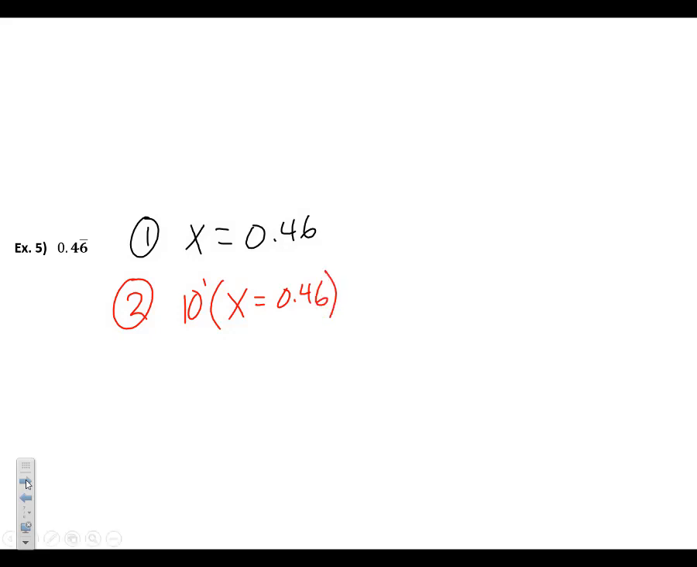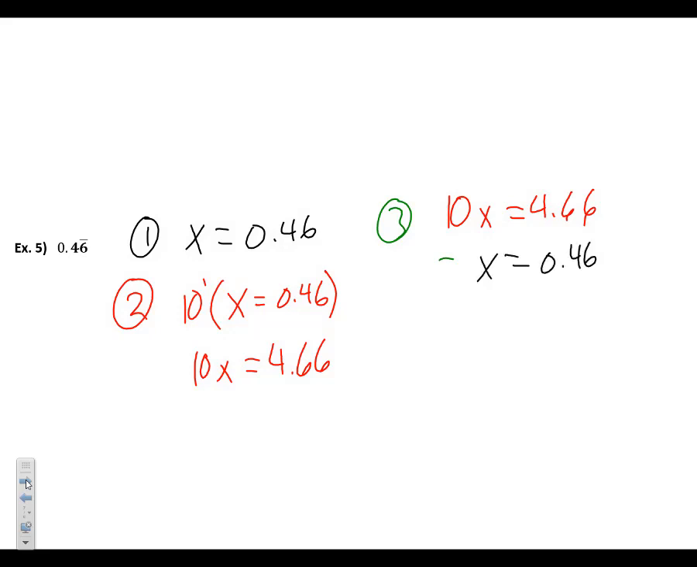So now we get 10x equals 4.66. We're just going to keep that repeating decimal 2 places because we're going to have to subtract 2 places. So in step 3, we're going to take our new equation, 10x equals 4.66, and we're going to subtract that original one, x equals 0.46. Well, 10 minus 1 is 9x, and 4.66 minus 0.66 happens to be 4.2.